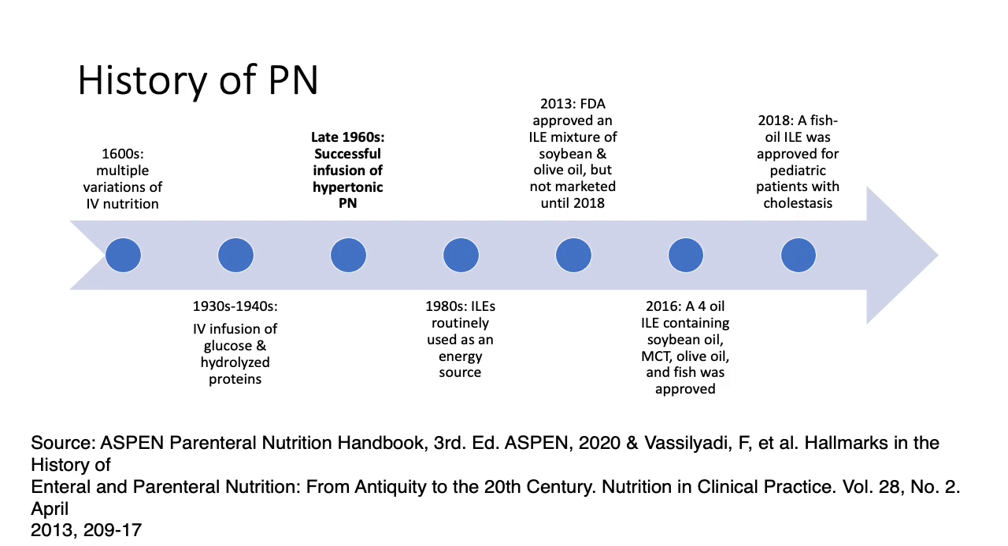Dudrick and colleagues, Vars and Rhodes, were successful at providing PN to humans with a non-functioning GI tract and stimulated the idea that nutrition status played an important role in how patients fared postoperatively in regards to wound healing, complications, morbidity, and mortality. The latest advancement is the addition of lipids that contain more than just soybean oil. These new lipids contain MCT oil, olive oil, and fish oil.